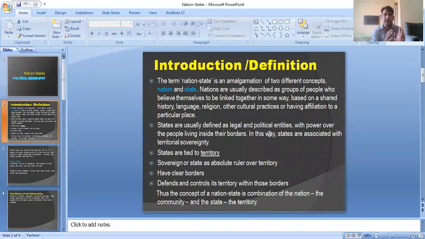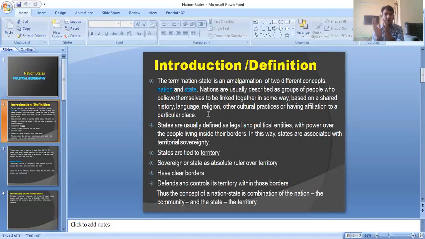These two words, nation and state, are quite different from each other. They also have a different background and different meaning. So we'll see one by one what is meant by the nation and what is meant by the state. Nations are usually described as a group of people who believe themselves to be linked together in some way based on shared history, language, religion, and other cultural practices, or having affiliation to a particular place. So nation belongs to the people.